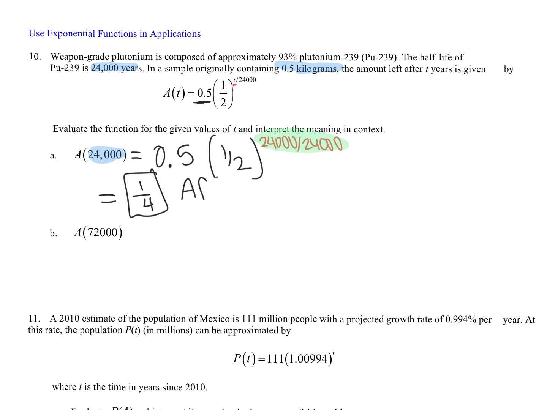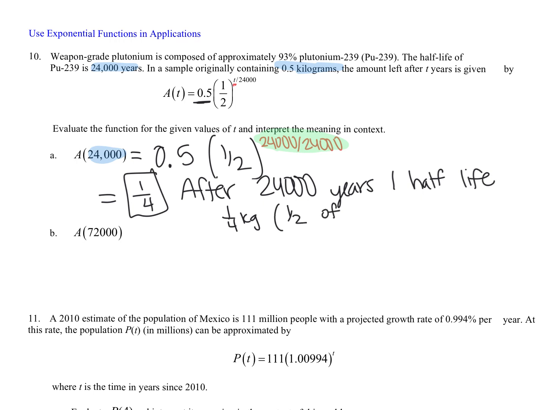So that means that if we have a certain amount, 0.5, and the half-life is 24,000 years, then after 24,000 years, we would have half of it left, which would be 1/4. So after 24,000 years, one half-life, which would be 1/4 kilogram, which is 1/2 of the original amount, remains.